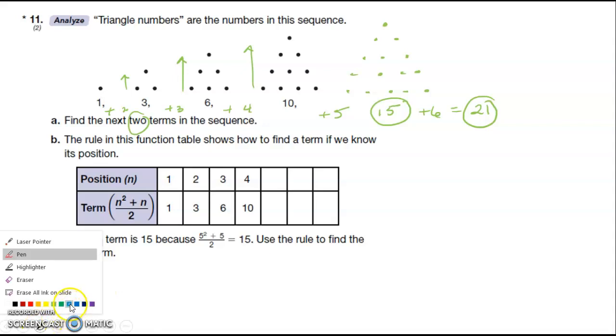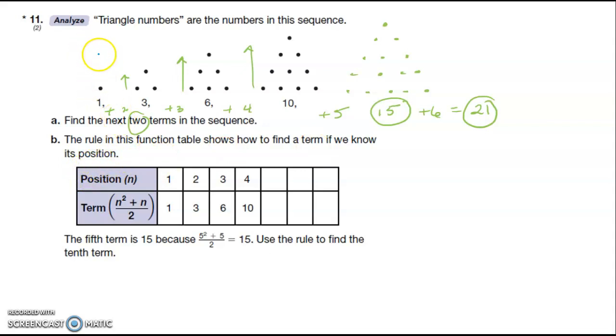I'm going to change colors. So it says the rule of this function table shows how to find the term if we know its position. So like this is the first position, this is the second, this is the third, fourth. I drew the fifth. So this is going to be 5, 6, 7. And here's the rule. Now that looks really scary, but it's not as bad as it looks, okay? So it says use the rule to find the 10th term. I guess it doesn't want me to do 5, 6, and 7, which is fine.